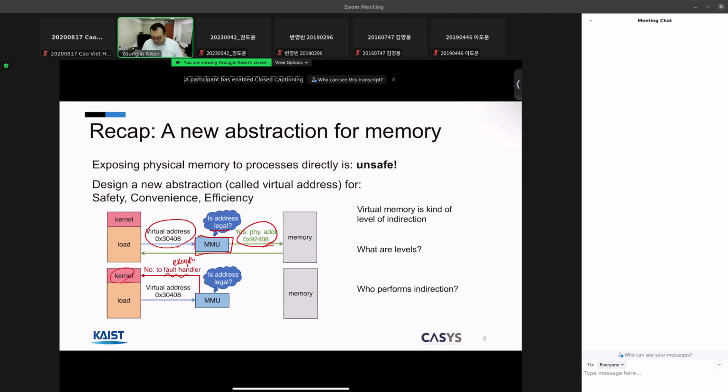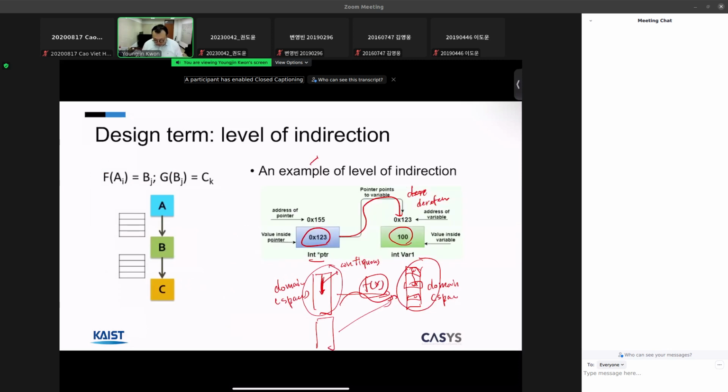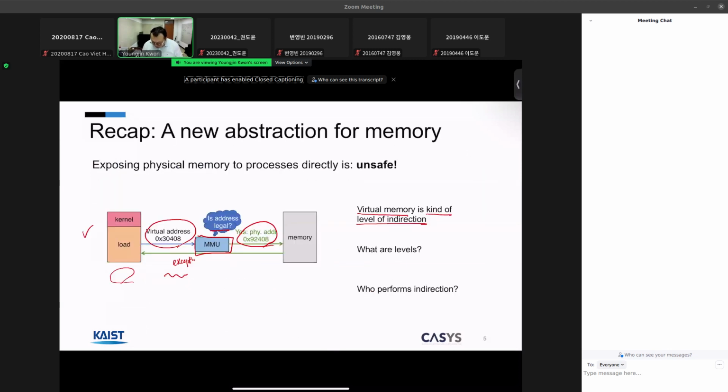So here is a question about this design of virtual memory. We can think about virtual memory as a kind of level of indirection. Mapping this virtual memory design to the original concept of level of indirection, what are the levels? Clearly, what are the levels?